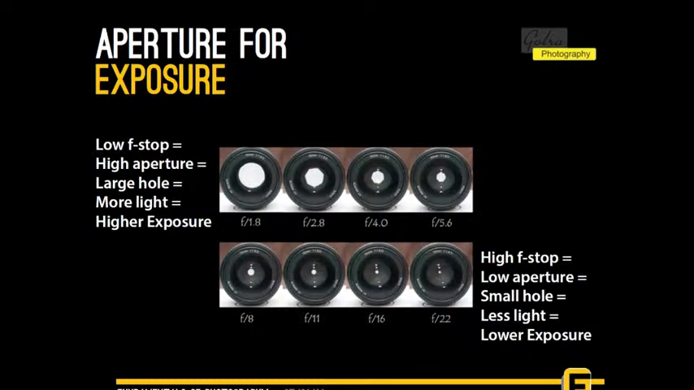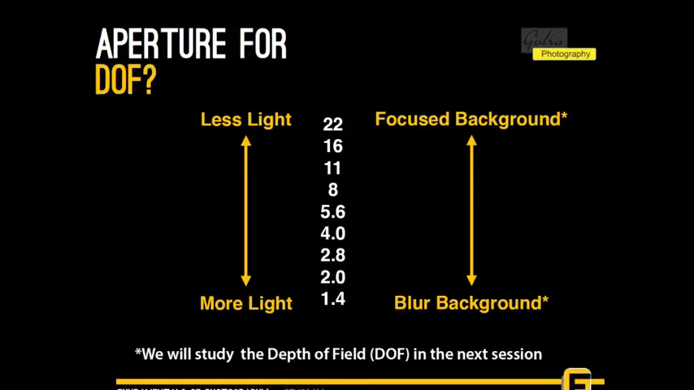Okay, now if I want less light, I will go to this value, 22. But the background will be focused, meaning it will be very sharp, but the light will be less. But if I go to a lesser value, lesser value, lesser value, what will happen? More light will start coming in. When more light is coming in with this value, the background will also become blurry.